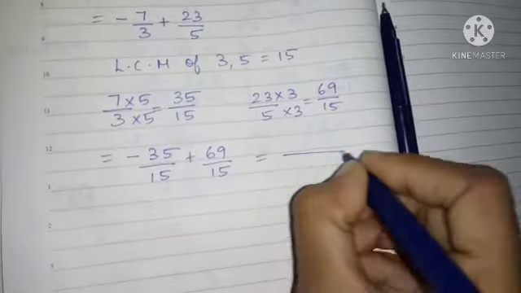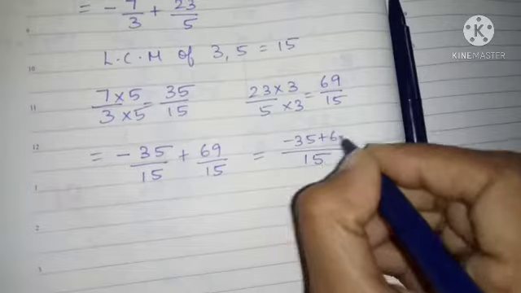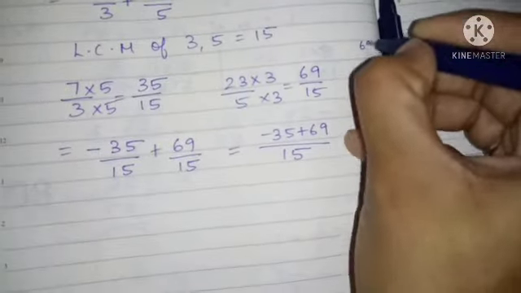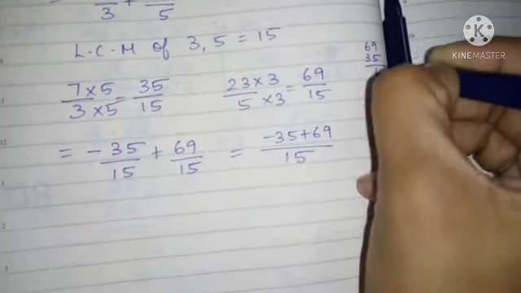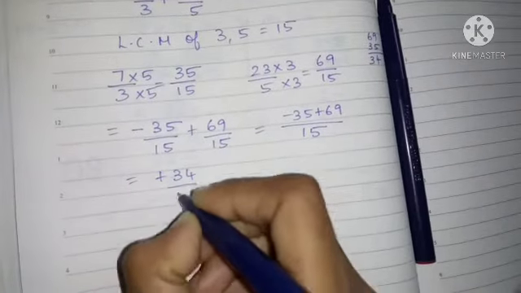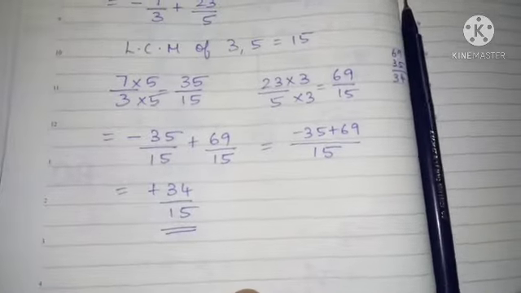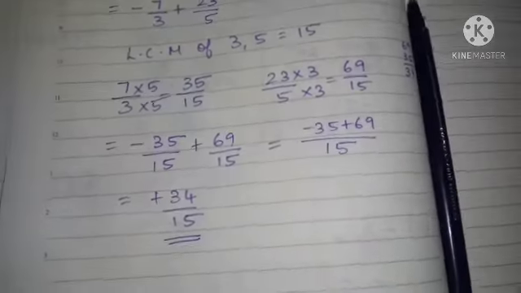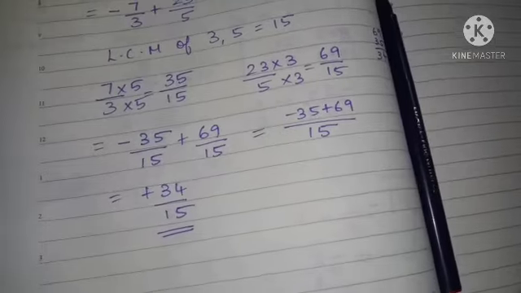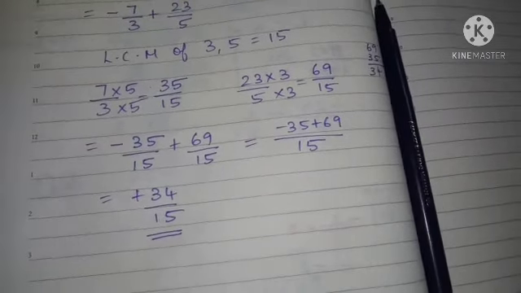So in this, 15 I am taking as common. Minus 35 plus 69. So 69 minus 35 is 34. So plus 34 by 15. So answer is what? Plus 34 by 15. So this is the final answer. Is there any possibility to cancel? No. So this is the final answer which you are getting.